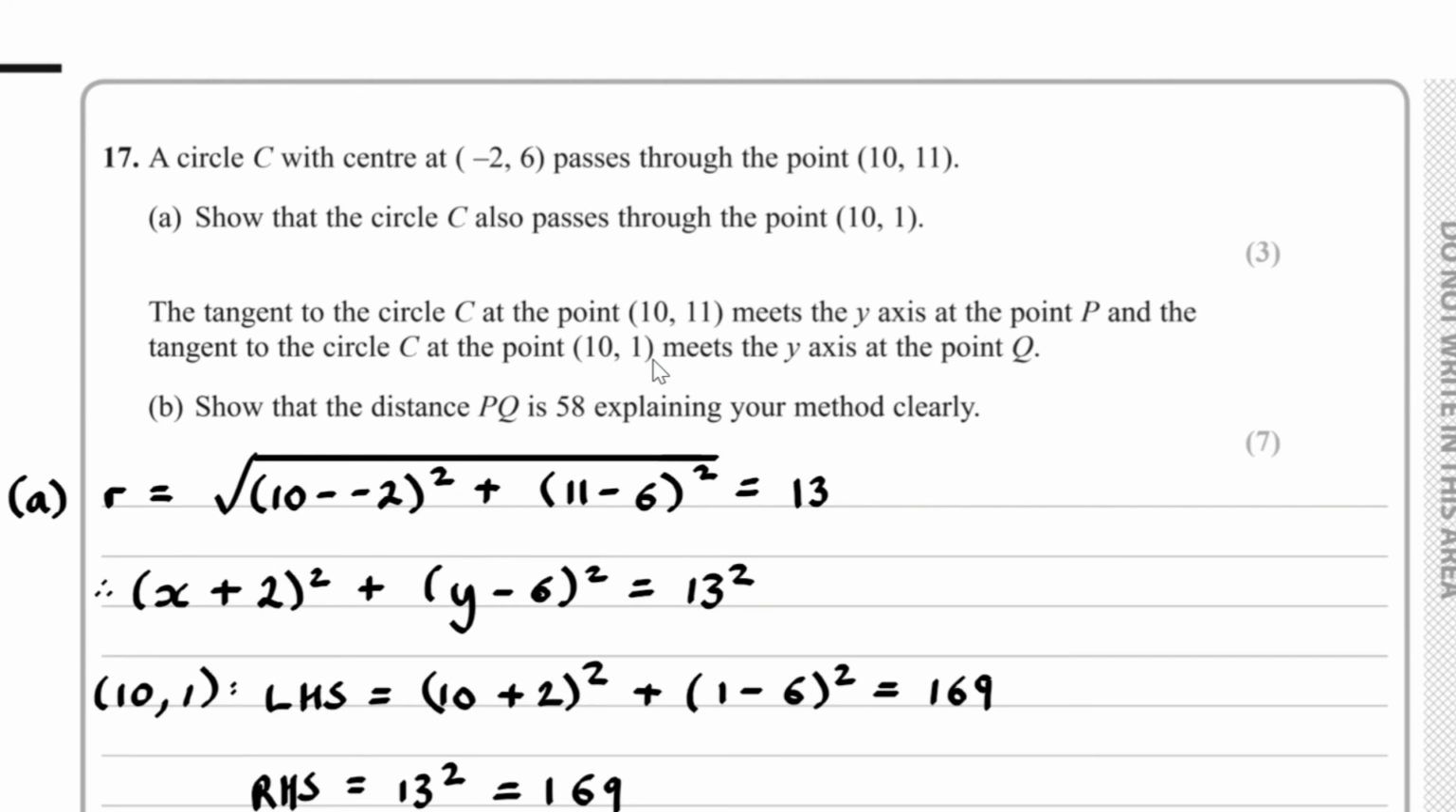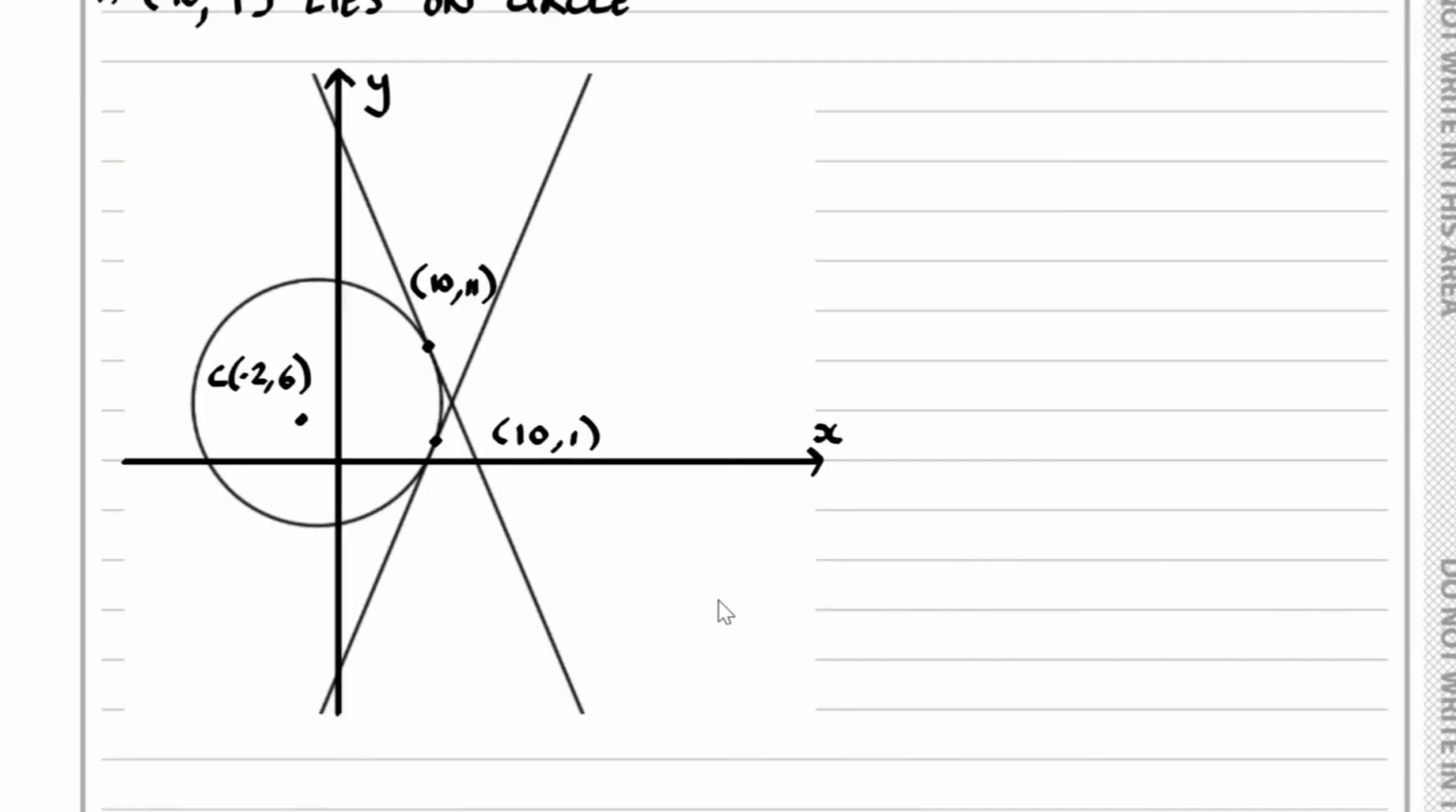And now for part B, the tangent to the circle at the point 10, 11 meets the y-axis at the point P, and the tangent to the circle at the point 10, 1 meets the y-axis at the point Q. We have to show that the distance PQ is 58, explaining clearly our method. Here is a diagram, and we've got the line here and the line here, which are tangents at this point and this point respectively. We've also got the centre minus 2, 6. We want to find the distance PQ. Now P is over here, Q is over here. We need to find out the coordinates of those first, which will allow us to find the distance.